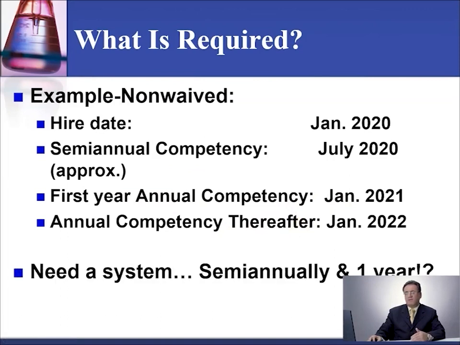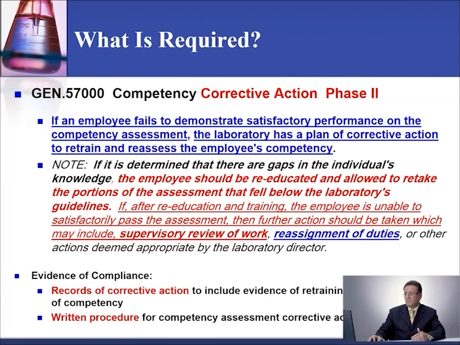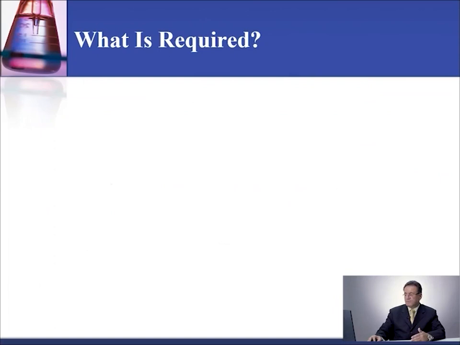Like I said in my competency lessons, you need a system to remember when you need to do the competencies, especially the semi-annual ones, because people tend to forget about it. You need a corrective action if they fail their competency, and you need a record of that, and you need a procedure also.